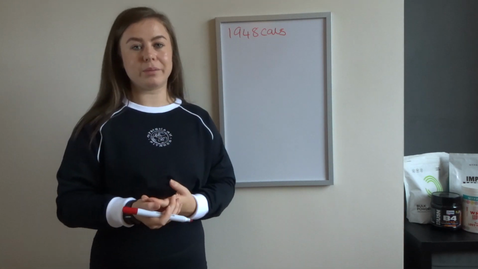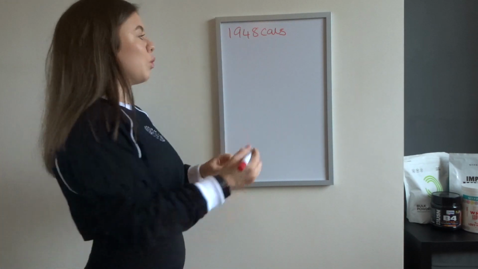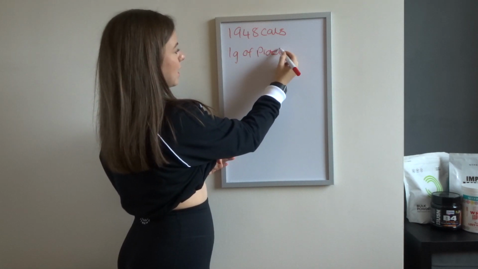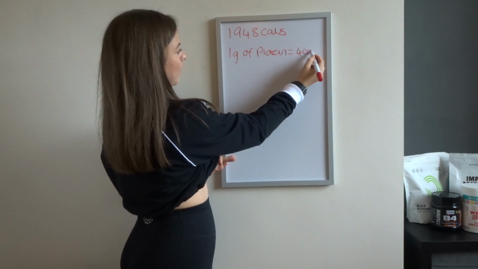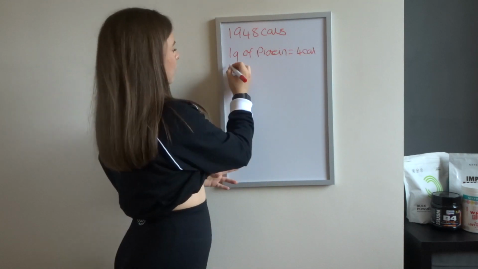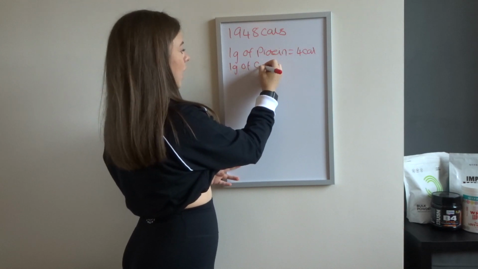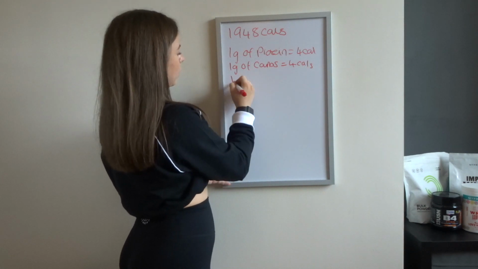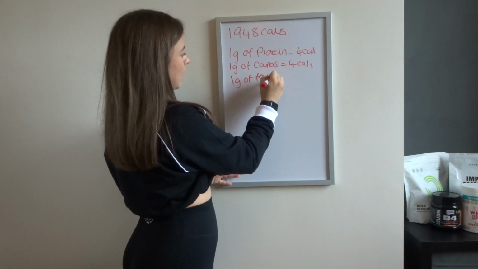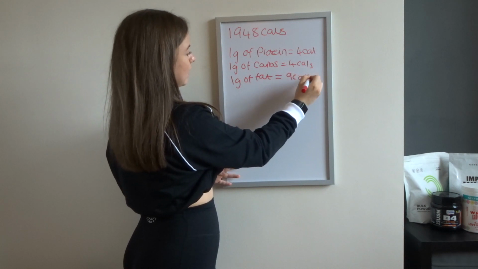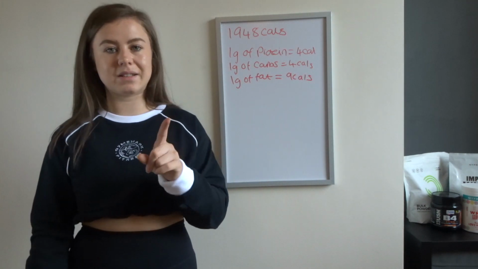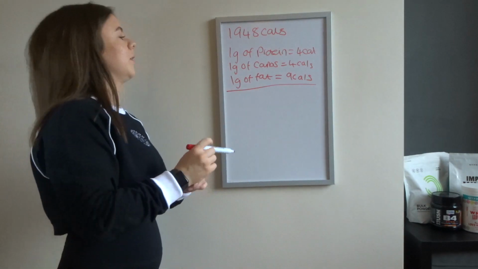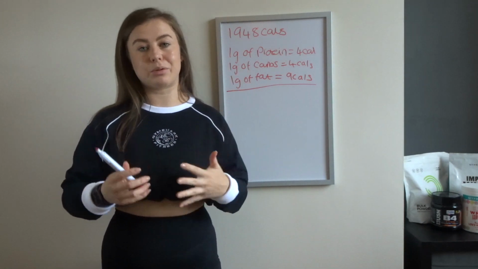The important information that you need to know for macros is that 1 gram of protein equals 4 calories, okay? And then 1 gram of carbs also equals 4 calories. But 1 gram of fat equals 9 calories. Okay, so that's important. This is key information. I probably should have written that smaller. So the first thing we work out is our protein target.